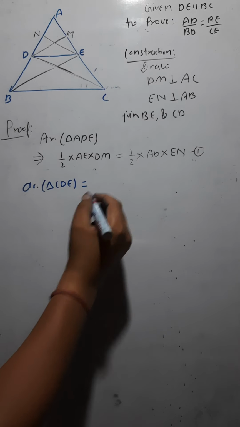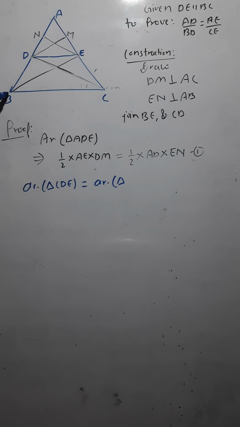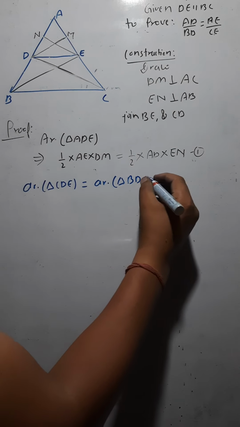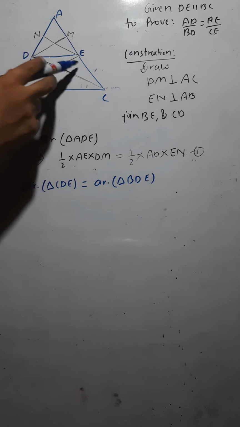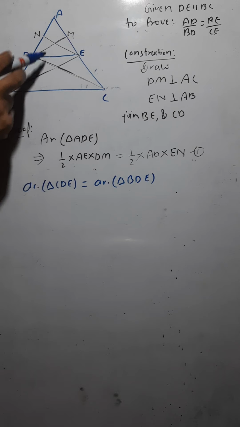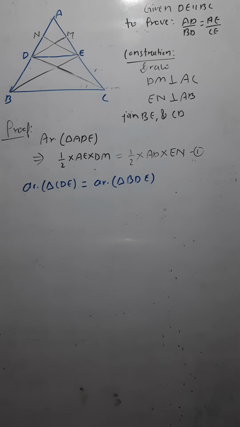Area of triangle CDE would be equal to the area of triangle BDE. Why is this so? Because both these triangles have the same base here. Isn't it? If both the triangles have the same base and both the triangles are between the two parallel lines, then we would say that both the triangles have the same area.